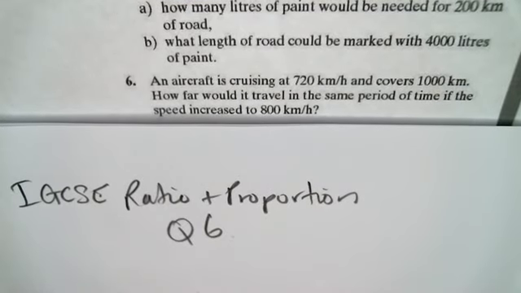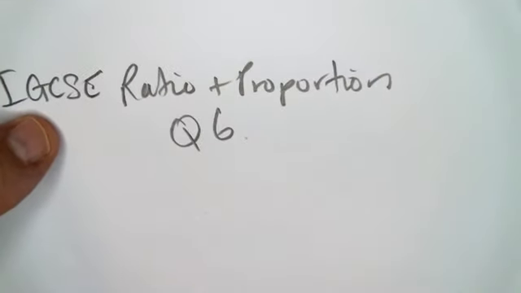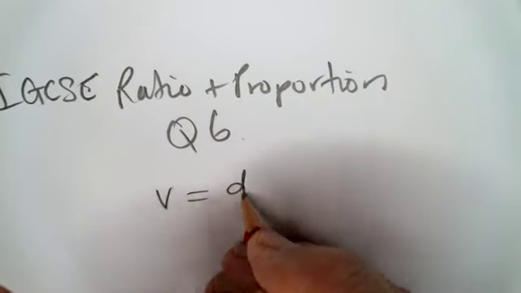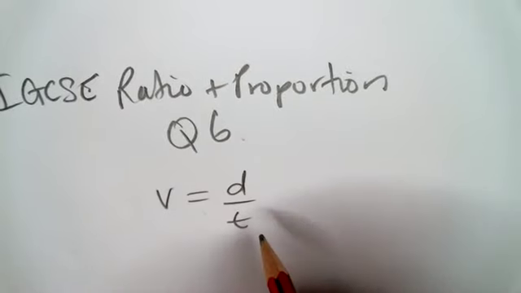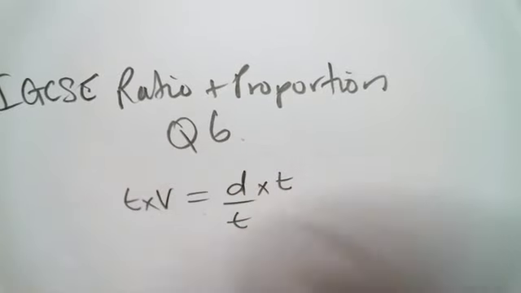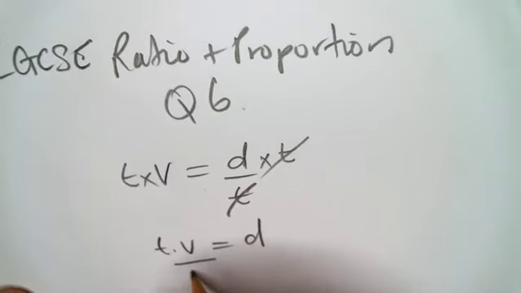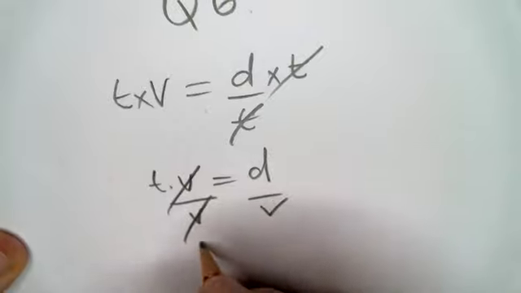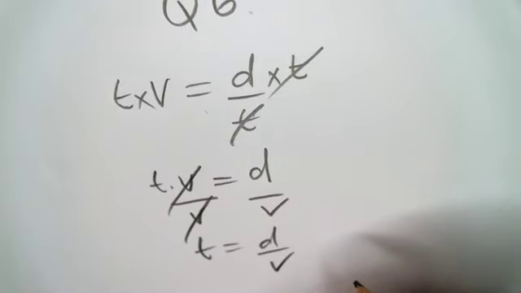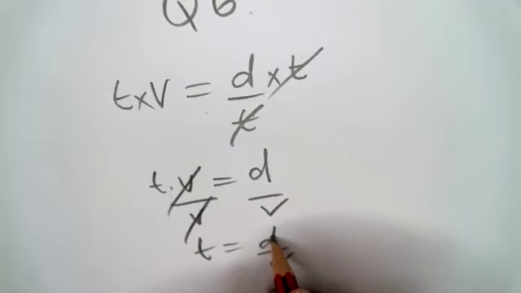So if we know an aircraft is cruising at a certain speed and covers a certain distance, we do know that velocity is equal to distance over time. And we know that therefore, if I multiply this by time, and I multiply this by time, time times velocity equals distance. Or I could just divide both by velocity and say time is equal to distance on velocity. So we can find the time by dividing the distance by the velocity.